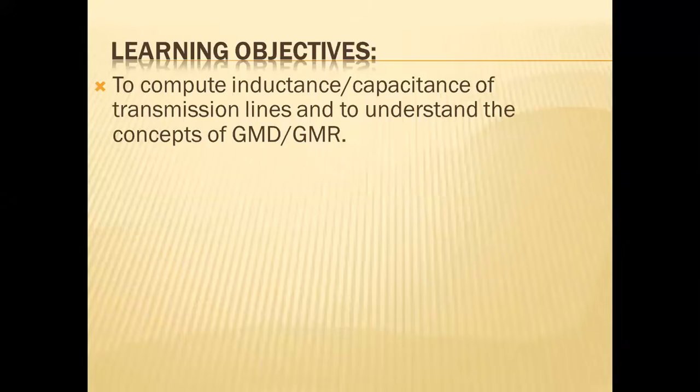While estimating the inductance and capacitance, we'll be coming across the concepts like GMD and GMR. GMD stands for geometric mean distance. GMR stands for geometric mean radius. When we compute the inductance and capacitance values, we'll be understanding these GMD and GMR clearly.